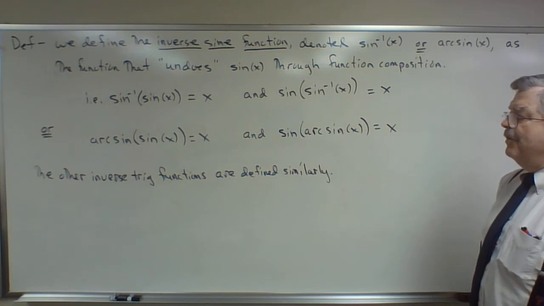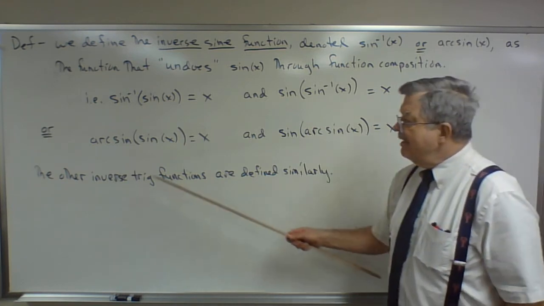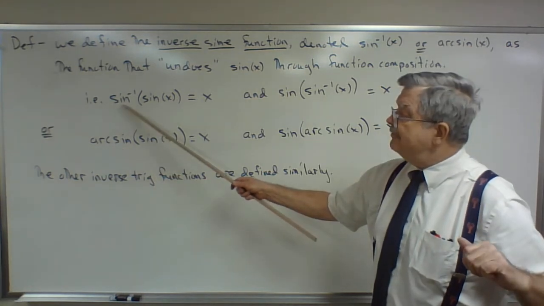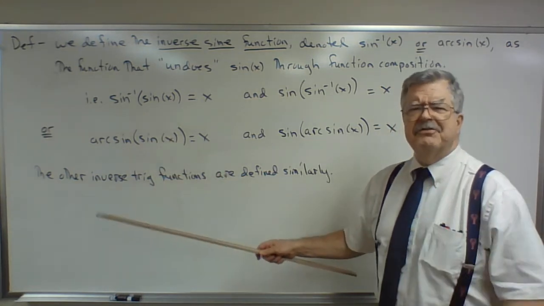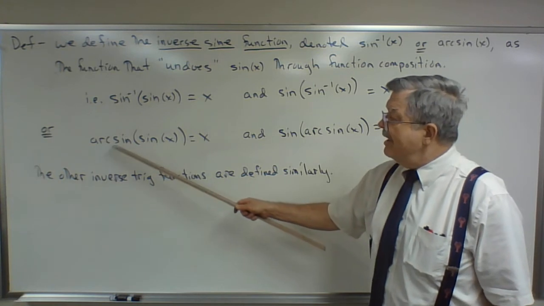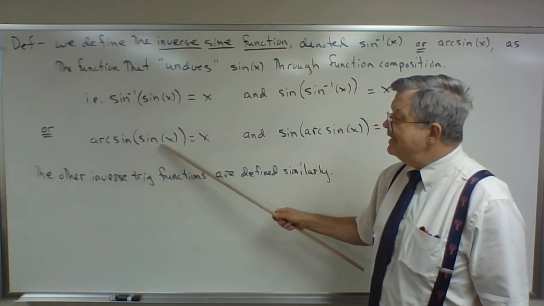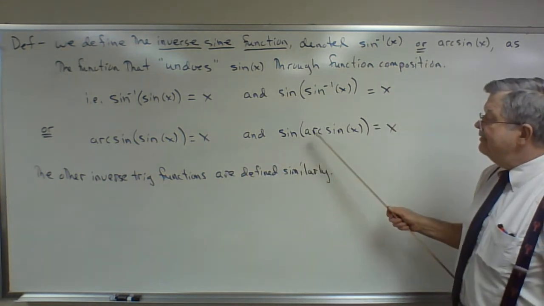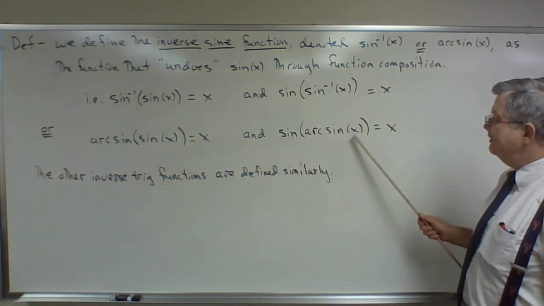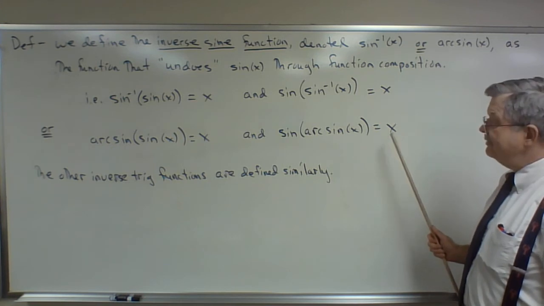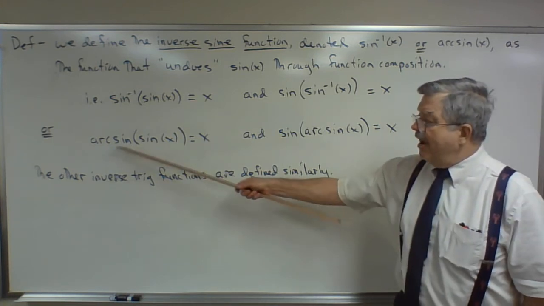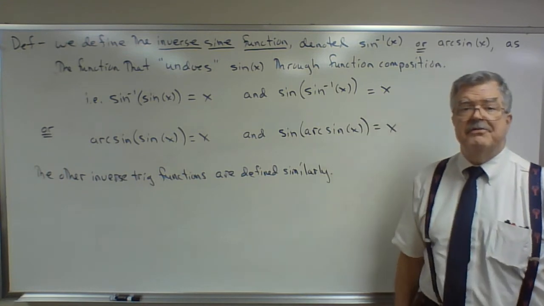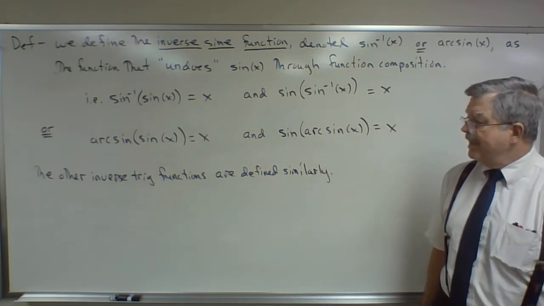Now, let's look at the alternate notation, arcsine. And arcsine is the same thing as sine inverse, just a different style of notation. Arcsine evaluated at sine of x equals x, and sine evaluated at arcsine of x equals x. In each case, arcsine and sine of x undo each other through function composition.